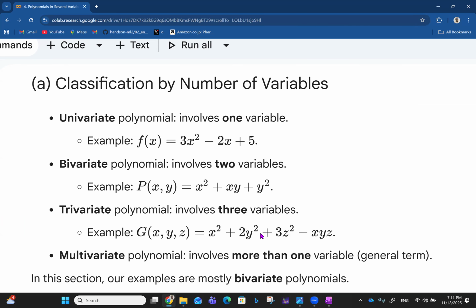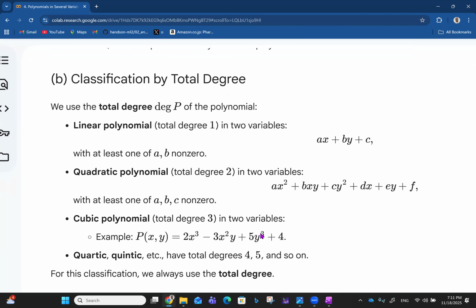So we can also classify by total degree. Classification by total degree. We use the total degree of the polynomial. So we can have a linear polynomial, total degree 1 in 2 variables. So you have ax plus by plus c. The highest degree, if you put them together, is 1. So you have x^1 y^0, and you have x^0 y^1. If you add the two, it's 1, with at least one of a and b being non-zero.